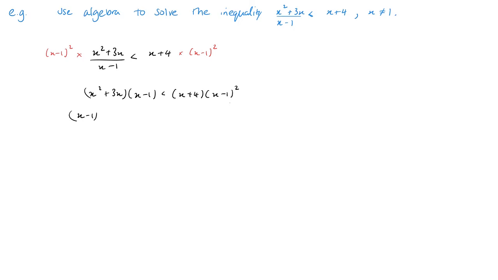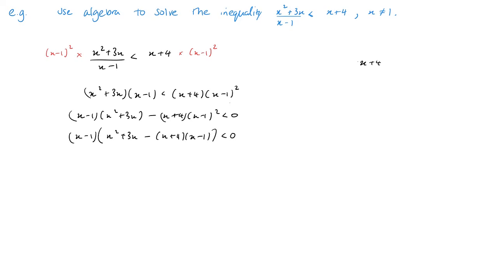So I've got x minus 1, x squared plus 3x, minus x plus 4, x minus 1 squared, and that's less than 0. Now I can factorise out 1 x minus 1, and I'm left with x squared plus 3x minus x plus 4, x minus 1. Now what I need to do is expand this bracket here. Okay, so I'll just do it over the side here.